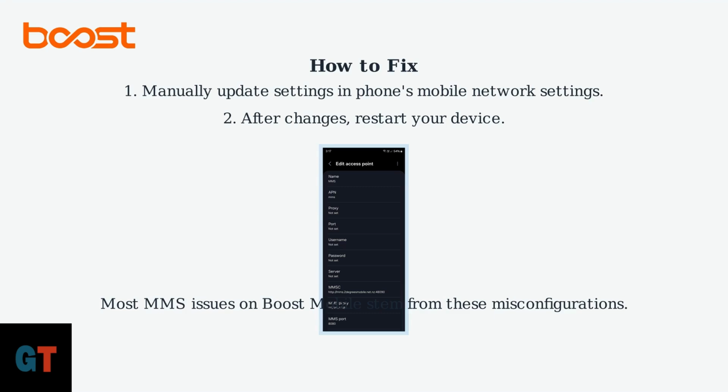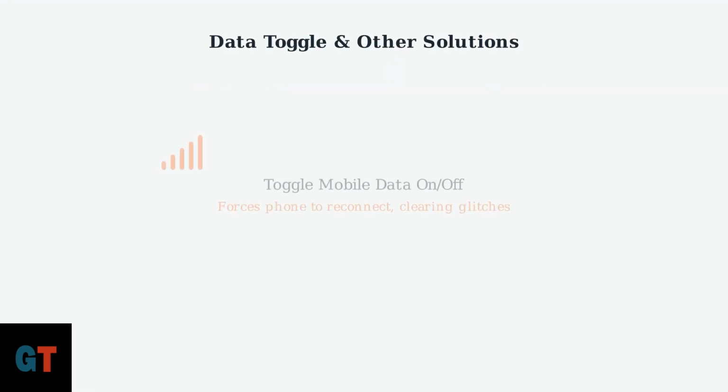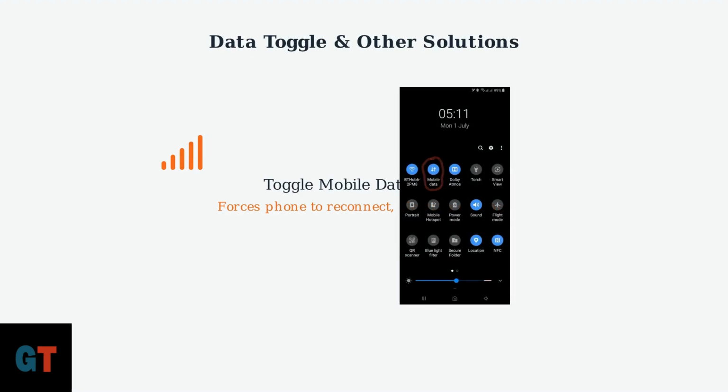If APN and MMSC settings are correct, but MMS still doesn't work, try toggling your mobile data off and on. This forces your phone to reconnect to the network and clear temporary glitches. Also ensure mobile data is enabled and you're not just connected to Wi-Fi. MMS requires an active cellular data connection.